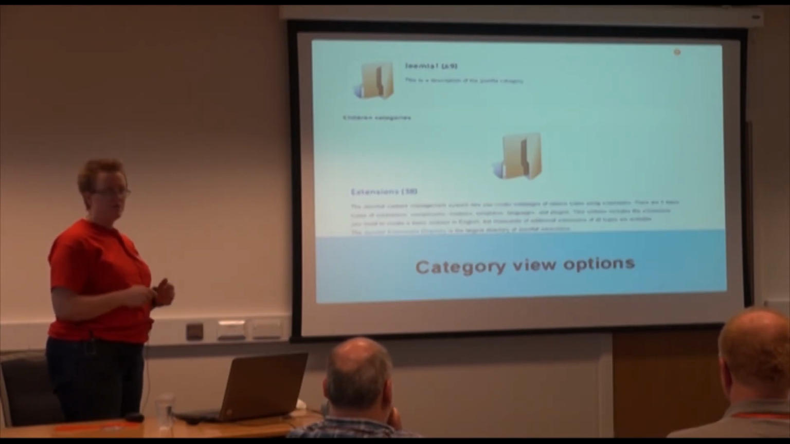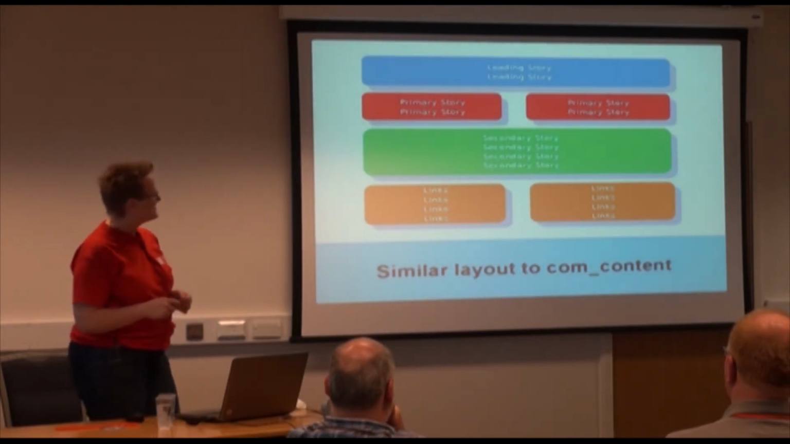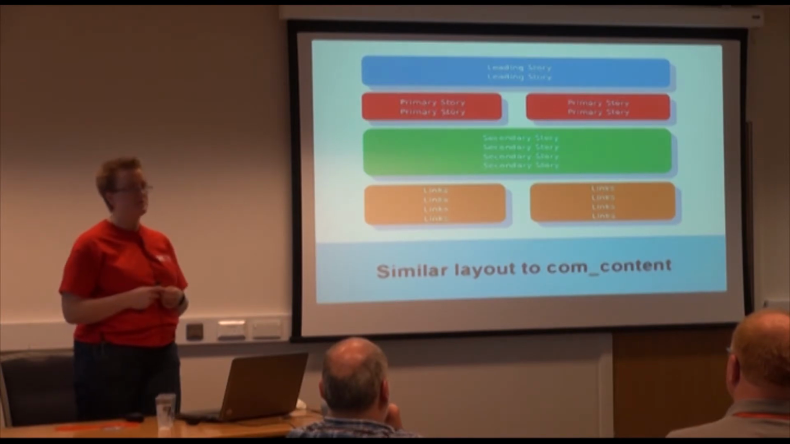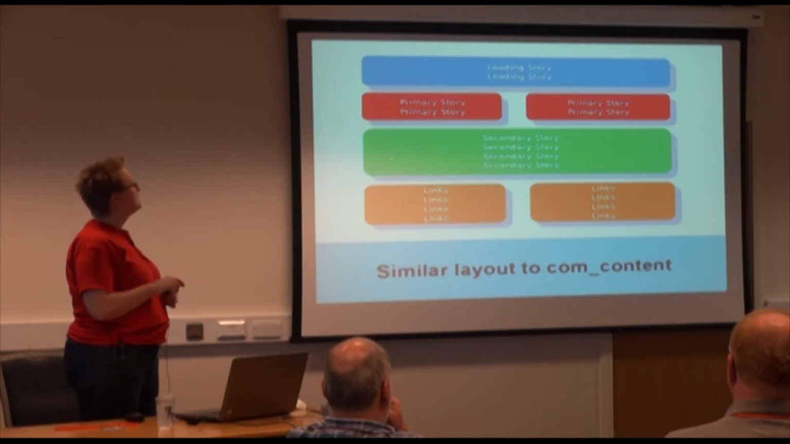And are you guys familiar with the category blog layout in Joomla? Yeah? Maybe? Not quite sure. So the way that K2 is laid out is quite similar to core Joomla. So you have a leading story area, then you have a primary story, secondary story, and then you have a link section.